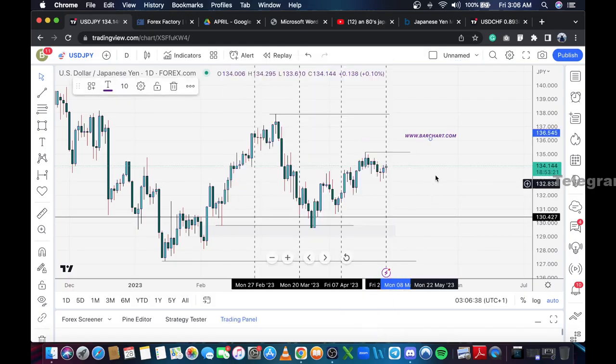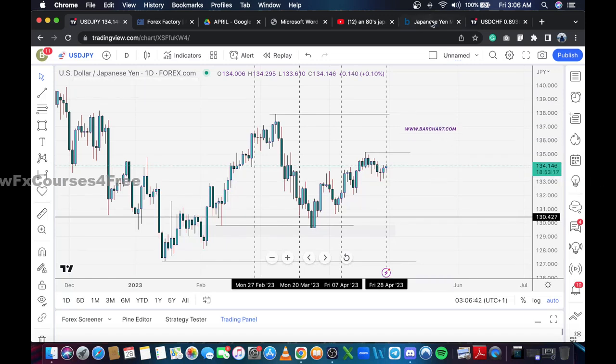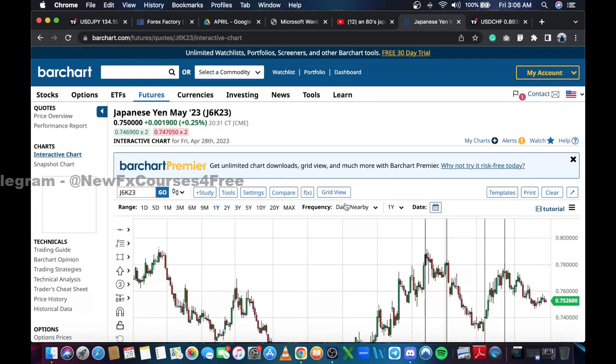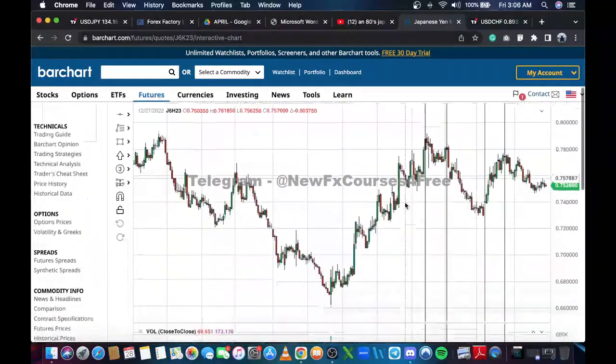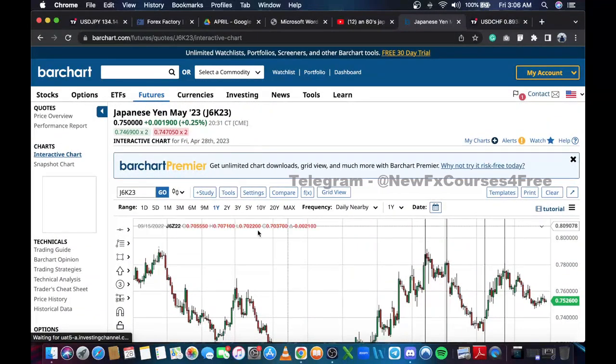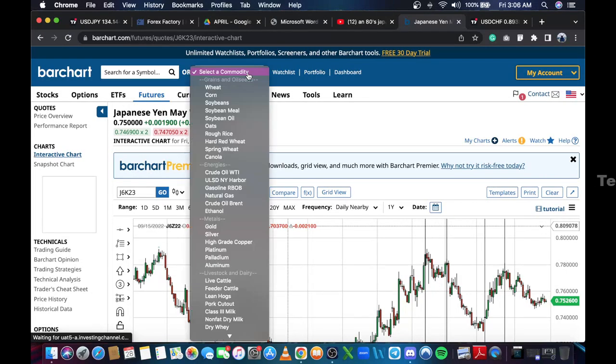You can go to www.borrowtrade.com. You can create a free account with them, and right here I have my yen futures chart. Let me show you why I was able to access the yen futures chart. So you go to select commodities, and you can see you have your commodity here.